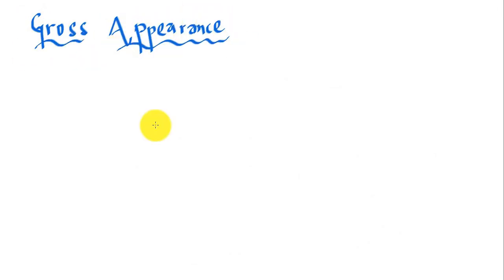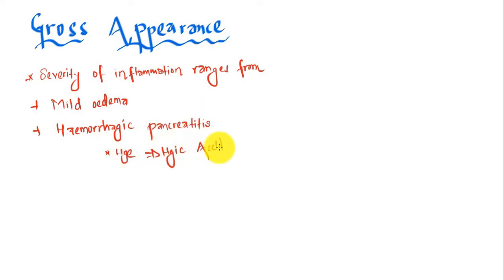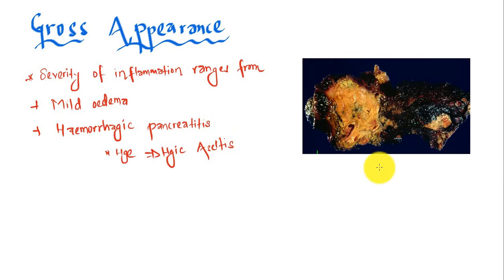In acute pancreatitis, it's all about P. It's premature activation of enzymes and pancreatic inflammation. So, gross appearance. The severity of inflammation ranges from mild edema to hemorrhagic pancreatitis. Hemorrhage will result in hemorrhagic ascites.